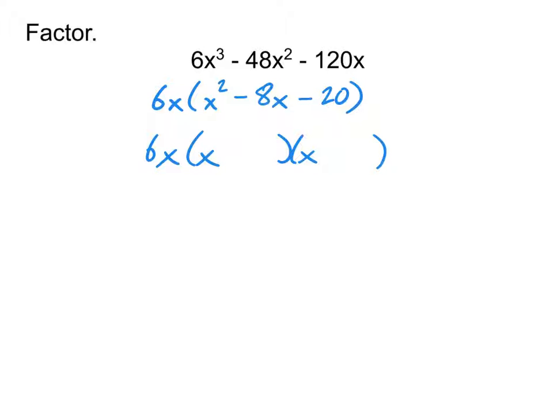Yes, there is. You hopefully are coming to 10 and 2. Because I'm multiplying to a -20, I know one of those has to be positive, one of them has to be negative. And if I'm going to add to a -8, that means I need to have more negatives than I have positives. So a -10 and a +2 gets us to that destination. This then is fully factored. It cannot go any further past that.